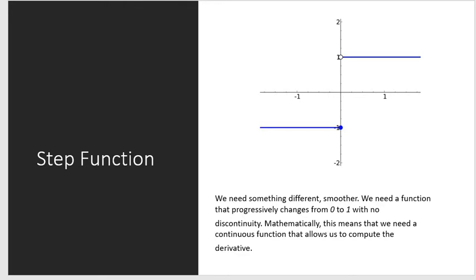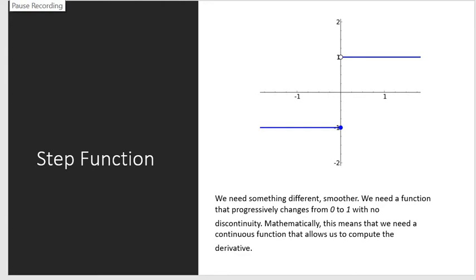But to train a model, to make your model learn, we need something different, something smoother. We need a function that progressively changes from 0 to 1 with no discontinuity. If you remember your elementary maths, by no discontinuity we mean that our function should be differentiable at each and every point. Mathematically, this means that we need a continuous function that allows us to compute the derivative.